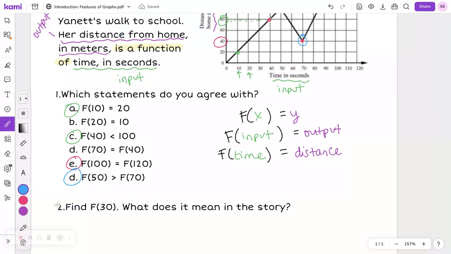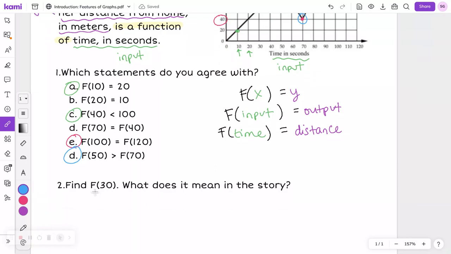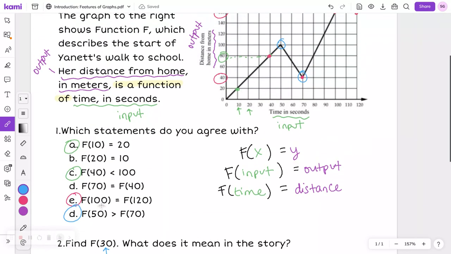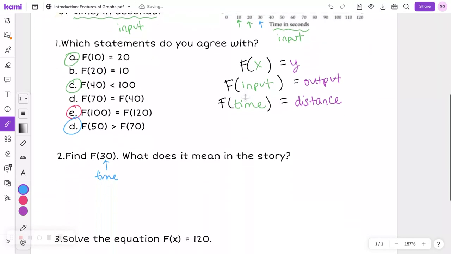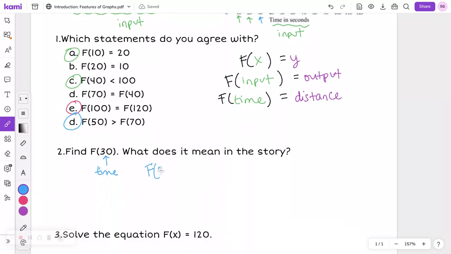This second question here is going to be easier now that we've already talked through what each of these statements says. The number 2 says find f of 30. So we're going to find what that output is, and then what does it mean in the story. Well, f of 30, we keep saying that this number here is our time. So I'm looking at 30 seconds. 30 seconds is right here. And so our output is 60. So I could say f of 30 equals 60.